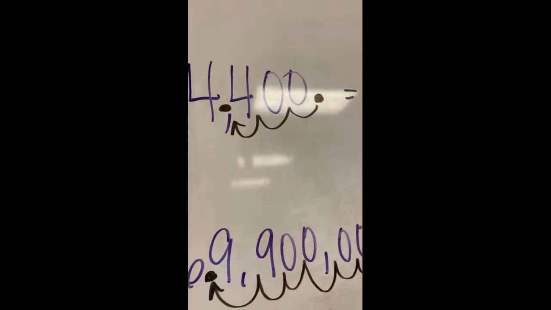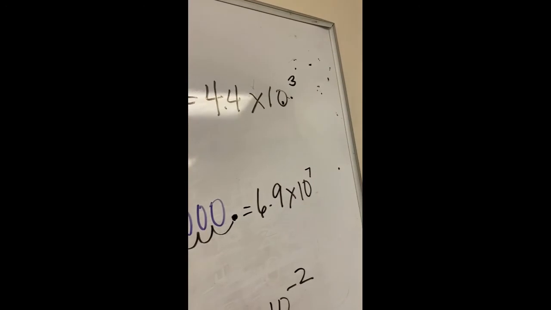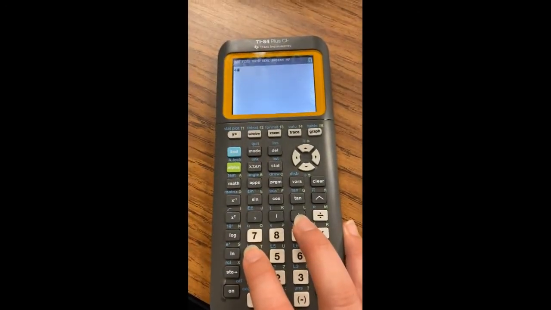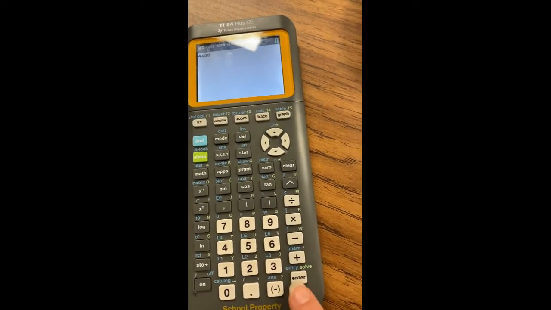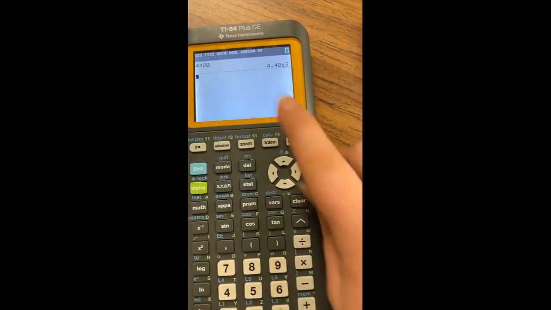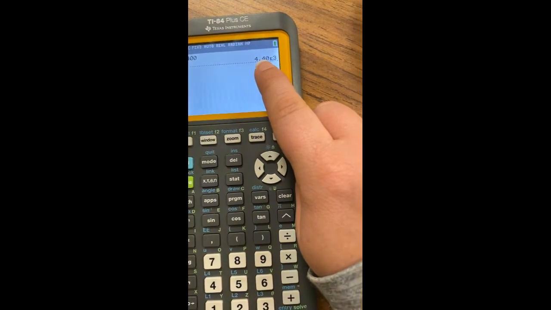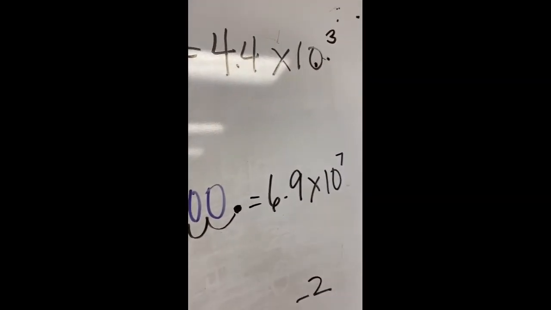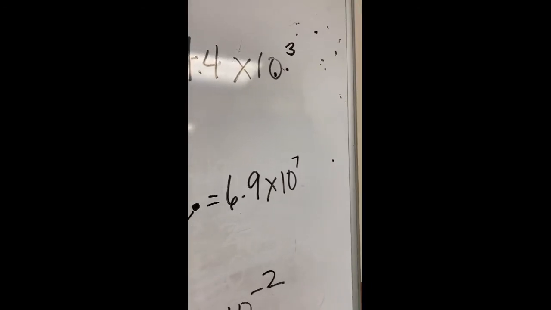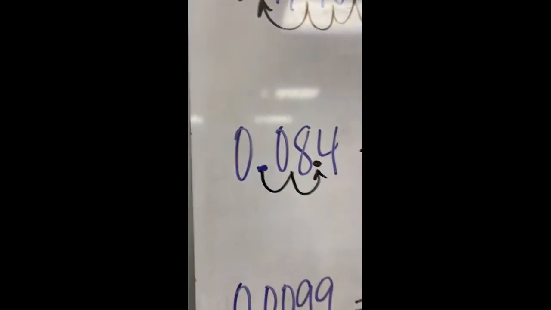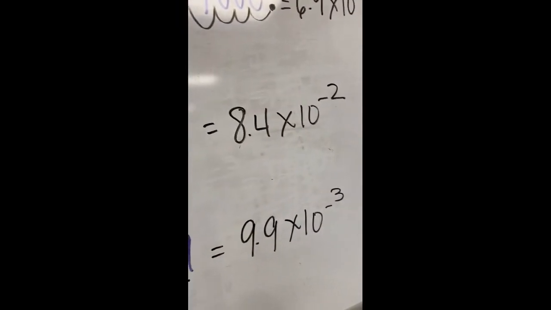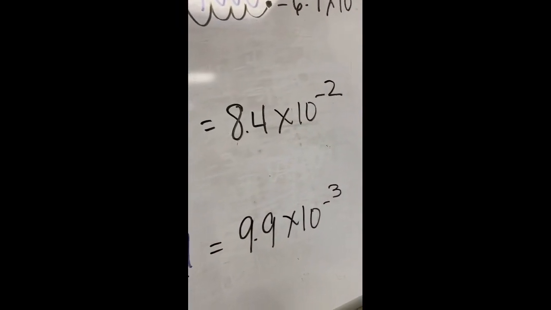So if we wanted to do this example right here, 4,400, and we want to see if it'll go into scientific notation. So I'm going to type in 4,400, and then I'm just going to hit enter, and it puts it in scientific notation, 4.4 e to the 3rd power. E to the 3rd power, or 10 exponent. E means exponent.